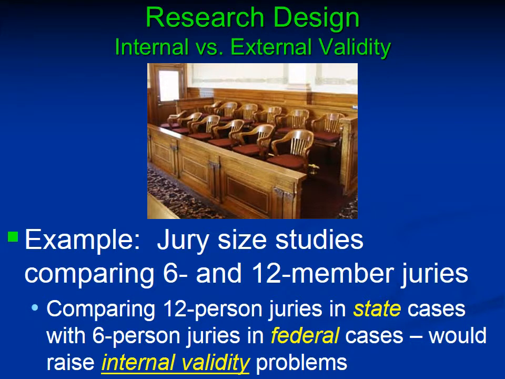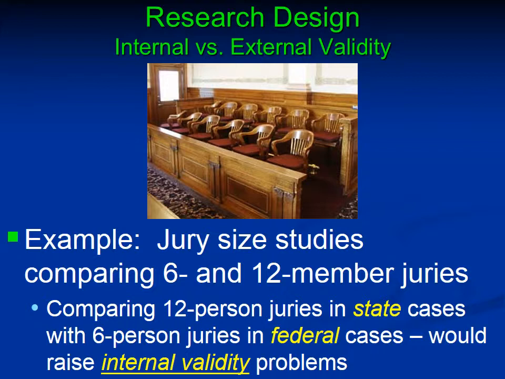So let's go back to a study on jury size to illustrate internal versus external validity. So we want to test whether there are functional differences between juries of 6 people versus 12. So I'm going to talk about some potential pitfalls in some study structures to show you how those choices might threaten either your internal validity or your external validity. So first, let's imagine we designed our study of 6-person and 12-person juries, and we decided to compare state cases that used 12-person juries with federal cases that used 6-person juries.